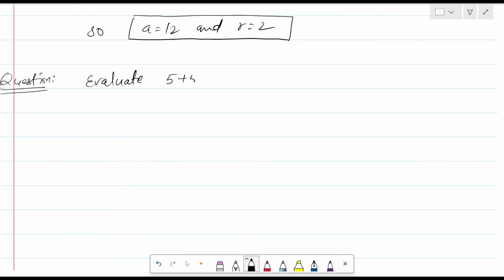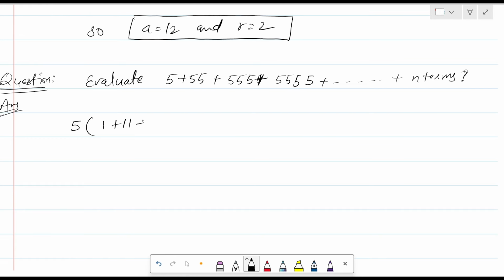Evaluate 5 plus 55 plus 555 plus 5555 plus up to n terms. So first of all, this is not in AP, this is not in GP. So we have to make it in the GP. So how will we make it? Firstly, if I take common 5, then it will be 1 plus 11 plus 111 plus 1111 plus and so on.